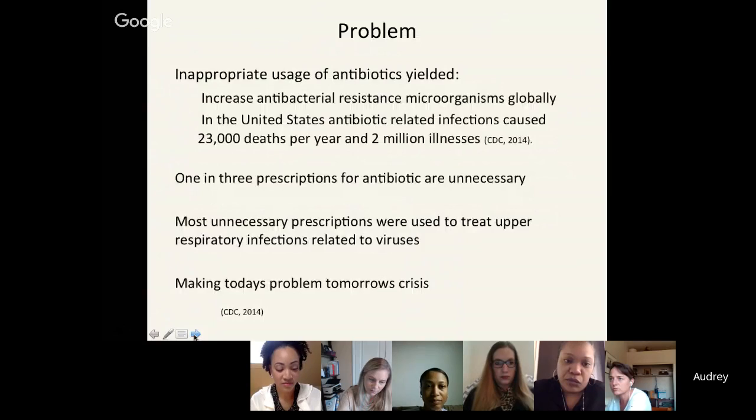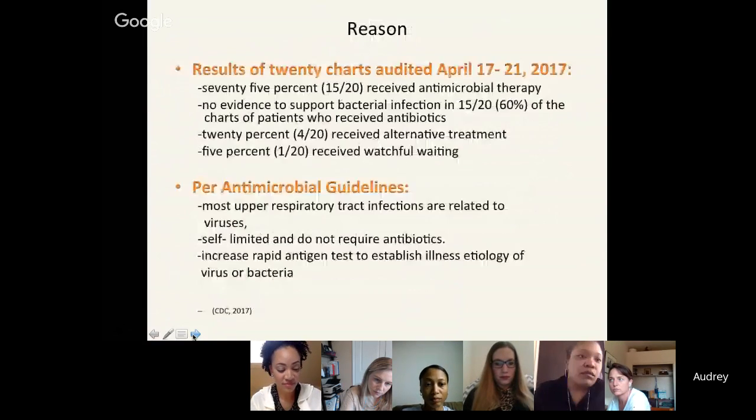The problem is that inappropriate usage of antibiotics has yielded antibacterial resistant microorganisms globally. In the United States, antibiotic-resistant infections cause 23,000 deaths per year and 2 million illnesses. The CDC said that 1 in 3 prescriptions for antibiotics are unnecessary, and most of the unnecessary prescriptions are related to upper respiratory tract infections, which are from viruses. So the problem today is tomorrow's problem.